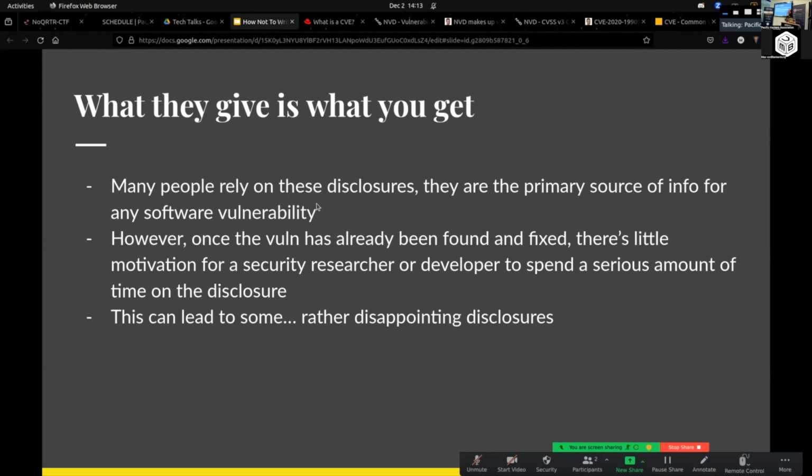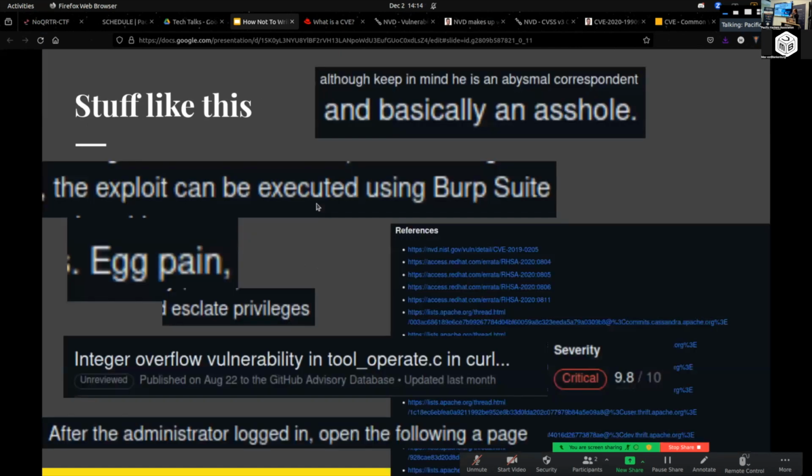But once the vulnerability has been found and fixed, there's not a lot of reason for developers to spend a lot of time writing it out, explaining the vulnerability, explaining how to fix it. If they just tell people, like, do that and move on with their day, they've got better things to do. And you know, I understand everyone has their different priorities, but this can lead to some rather disappointing disclosures. Stuff like this.